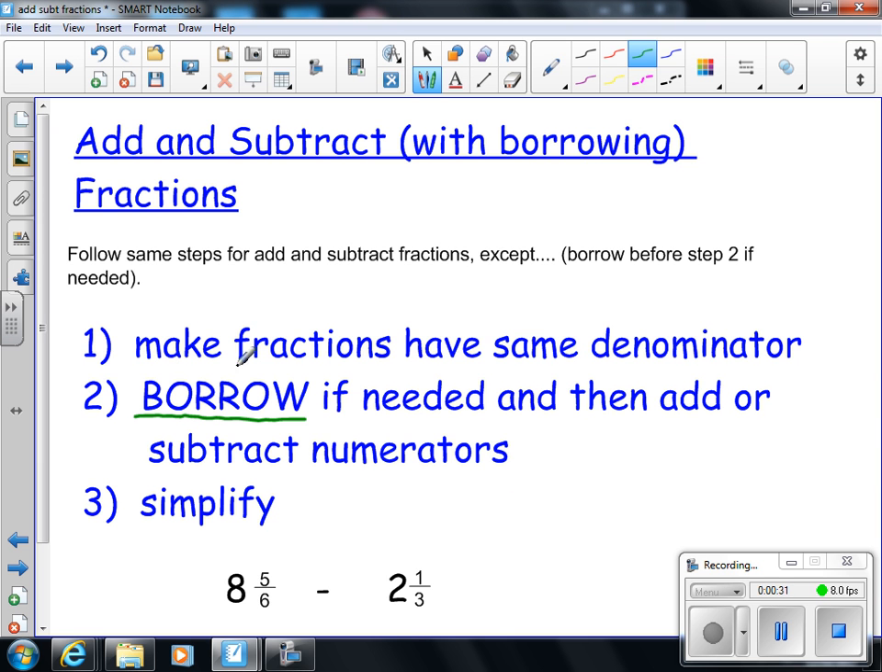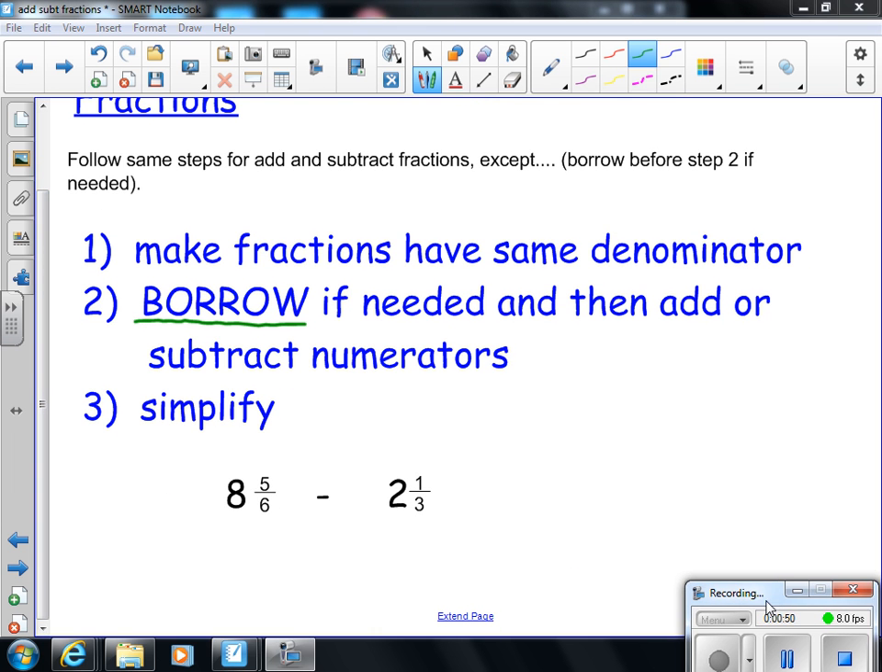So step 1, like we talked about last week, we've got to make sure that your fractions have the same denominator. In the second step, we're going to borrow first if needed, and then we're either going to add or subtract the numerators. And the last step is to simplify.